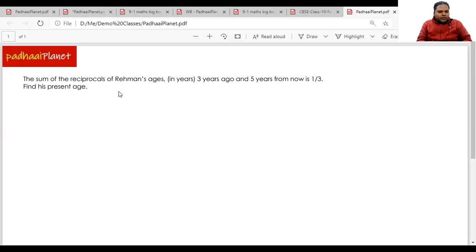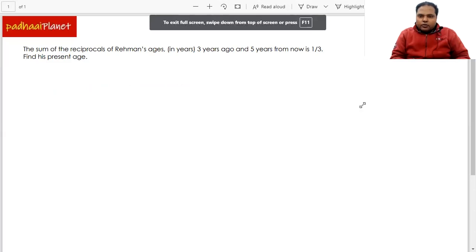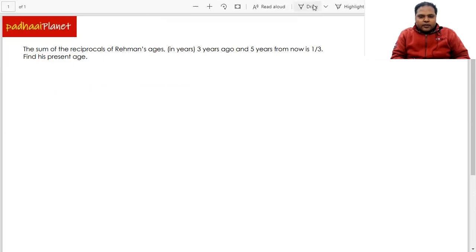So let me share my screen so that we can take the question ahead. Now, the question says that the sum of the reciprocals of Rahman's ages 3 years ago and 5 years from now is 1 over 3. And we need to find out his current age, right? Present age. So let's see how we solve it. It's a very simple question.